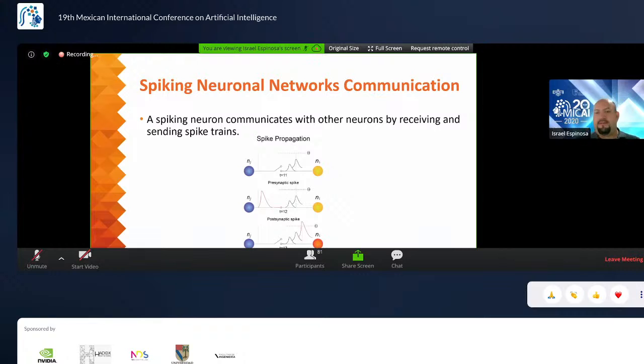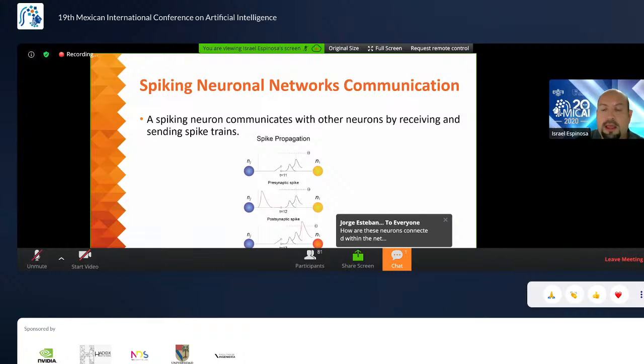So if the voltage of that postsynaptic neuron reaches a specific threshold, it will emit a spike. This example happens with all the neurons in biology, and it is also the same concept that we will follow here with classification and prediction problems.